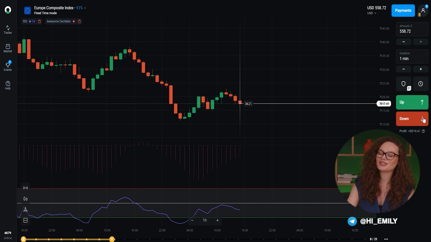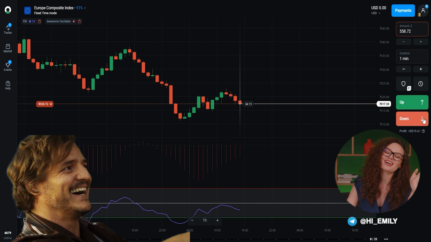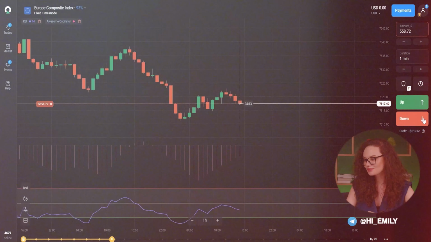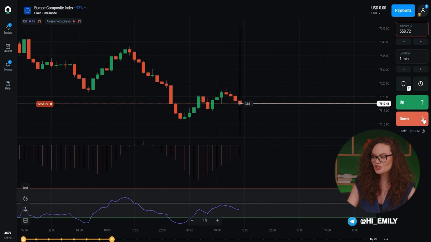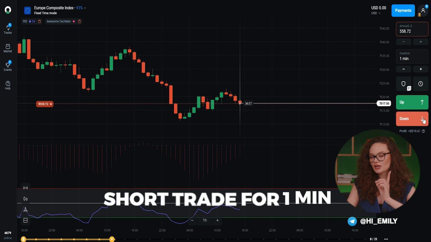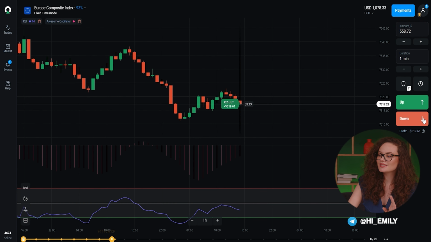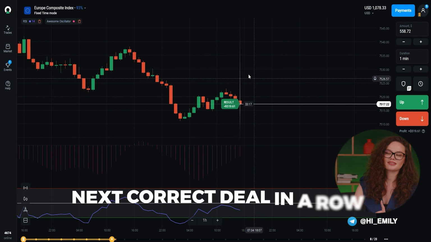Our balance is already $558. Now we are increasing our transaction amount to $558. And now we are looking for the next situation that suits us. And this time we open a short trade for 1 minute. Here again we see the intersection of the sliding ones, which gives us a signal to go down. We see a downward movement. So the deal is over, the next correct deal in a row.